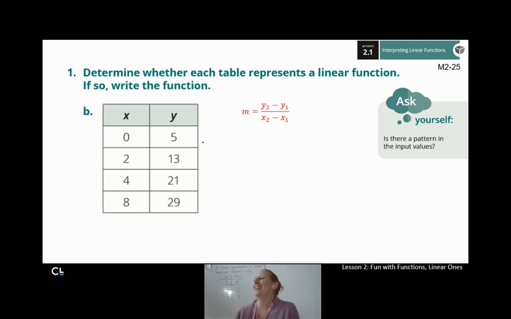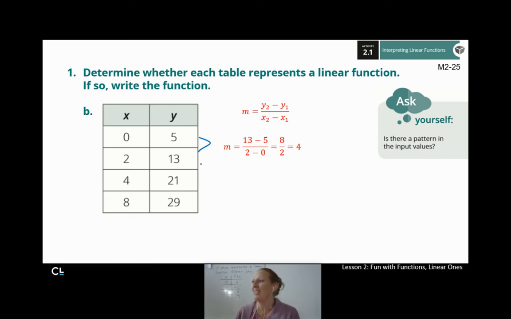All right. So again, let's find the slope between these two. 13 minus 5 on top, 2 minus 0 on the bottom. 13 minus 5 is 8. 2 minus 0 is 2. 8 divided by 2 is 4. Now, I need to keep getting 4s.